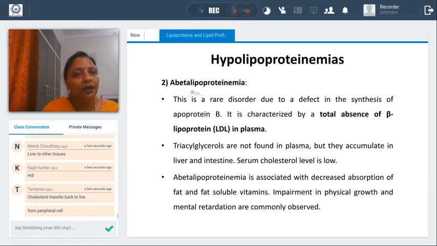Second is A-beta lipoproteinemia. This is a rare disorder due to defect in the synthesis of apoprotein B. It is characterized by total absence of beta lipoprotein in plasma, so it is called A-beta lipoproteinemia. Triacylglycerols are not found in plasma, but they accumulate in liver and intestine. Serum cholesterol level is low. It is associated with decreased absorption of fat and fat-soluble vitamins. Impairment in physical growth and mental retardation are commonly observed in A-beta lipoproteinemia.